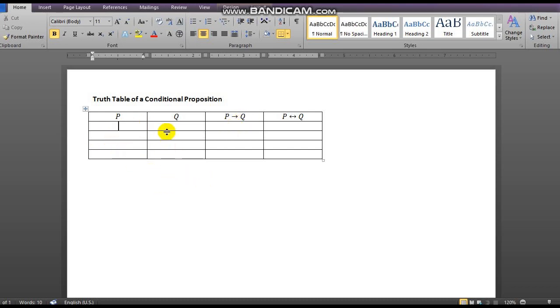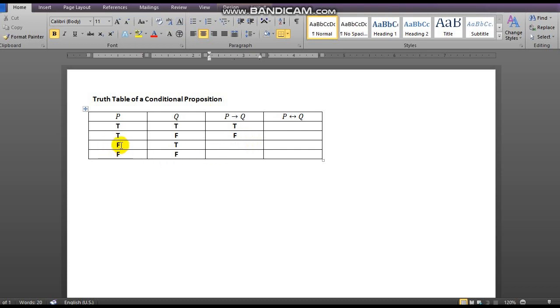Now, let's try to have a truth value for the conditional. Let's say that P is true, true, false, false, and Q is true, false, true, false. For the conditional proposition, if P is true and Q is true, then the statement is true since the antecedent is true and the consequent is also true. However, if the antecedent is true but the consequent is false, then the conditional proposition becomes false.